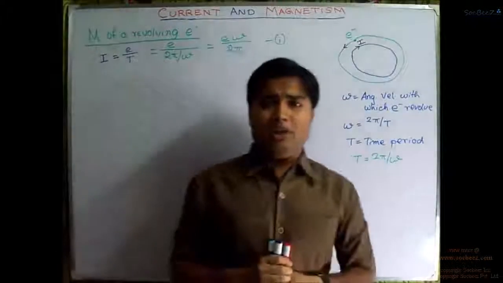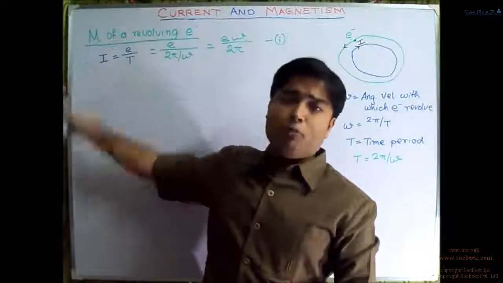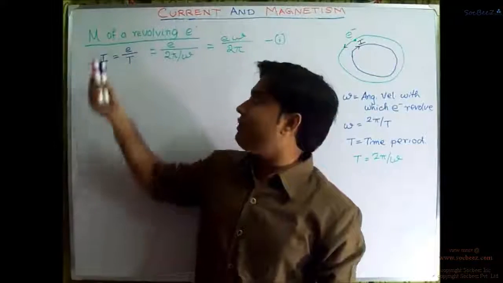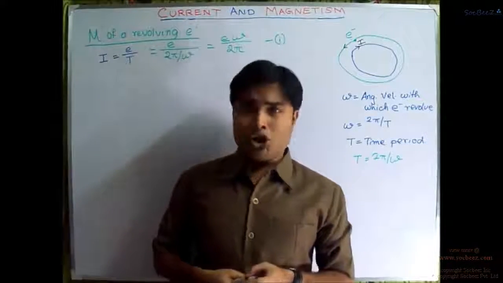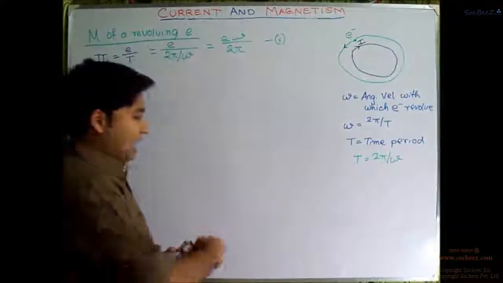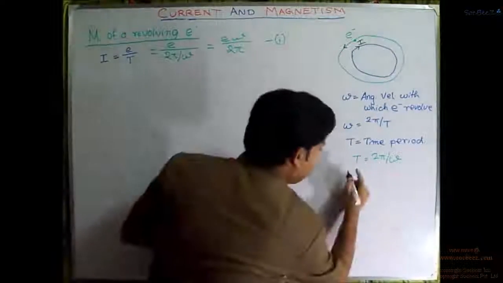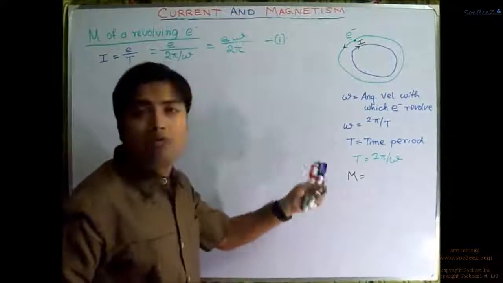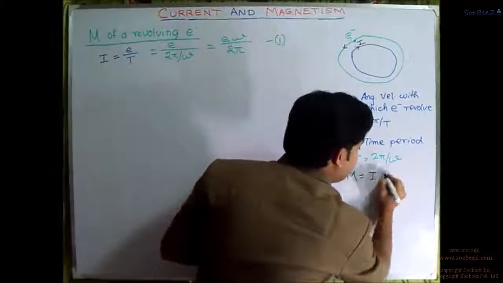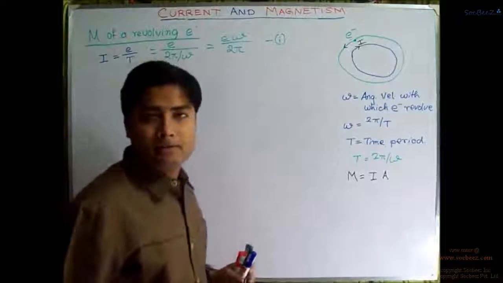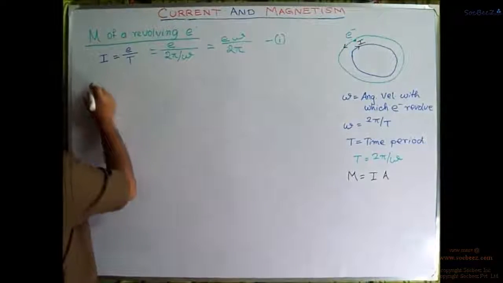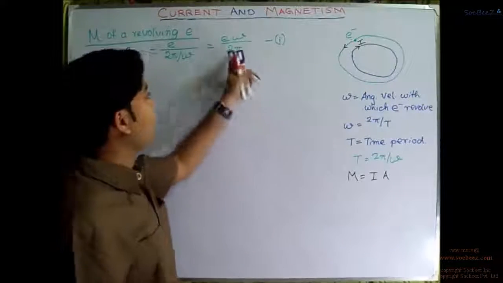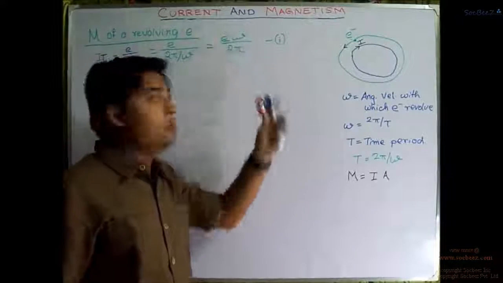Now we are actually supposed to find out the magnetic dipole moment, and we know the value of this current. Why are we interested in finding out the current? Because to find out the magnetic dipole moment, M, the formula for M is simply equal to I multiplied by the area. So if we wish to find out M, then obviously the value of I will be this one, E omega divided by 2 pi.